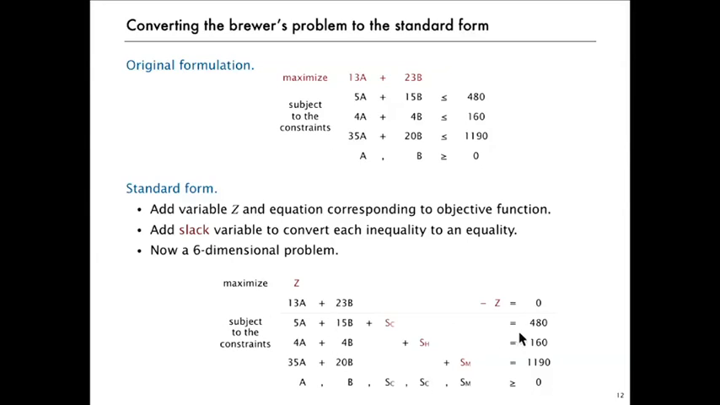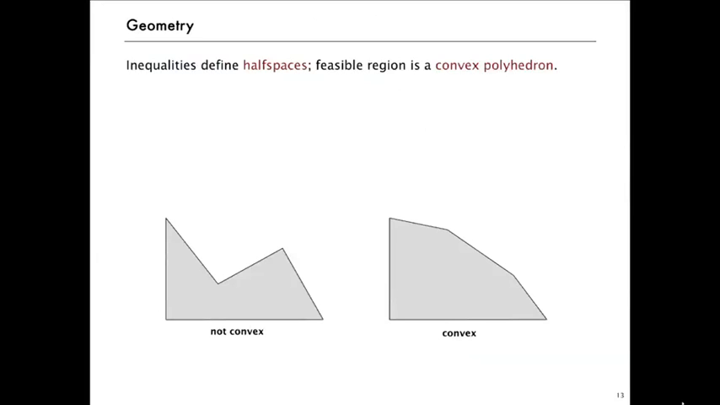So now we have a bunch of equations in just all positive variables. So it's more variables but less variability. We've kind of got a variable for everything in the system. So that's a conversion of the Brewer's problem to the standard form of linear programming.